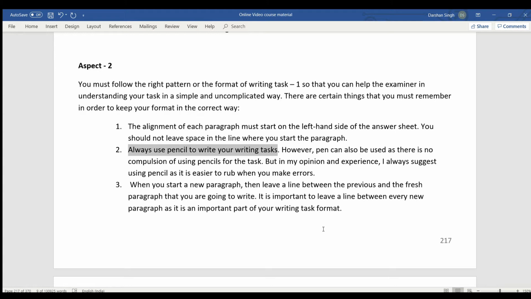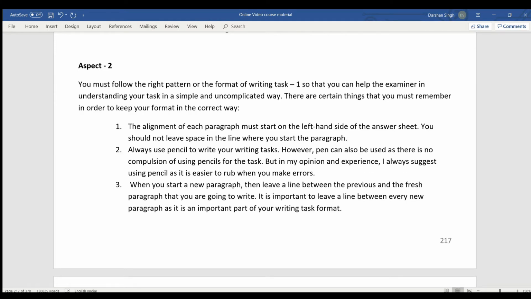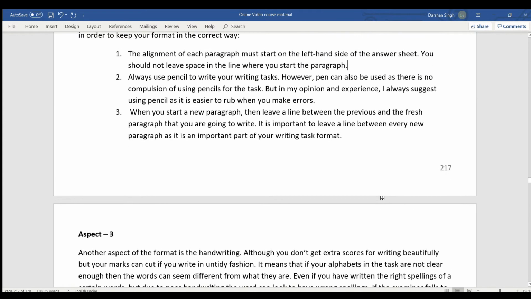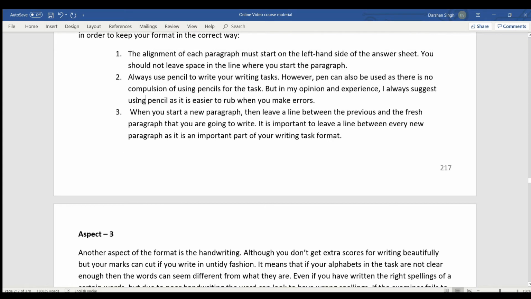The third one is, when you start a new para, you must always leave a line between paras. Like this was my para, and I will leave a line. I will always leave a line. Just need to leave a single line. That's it. Only a single line. No gaps whatsoever in the alignment. The alignment should always stick to the left hand side. There should be only a single line gap between paras.